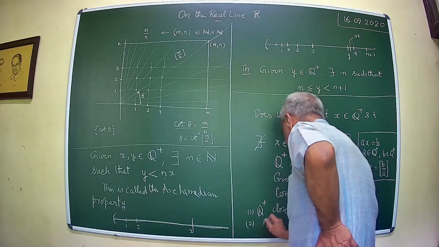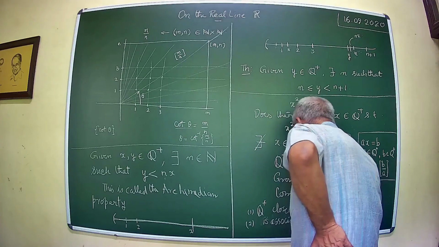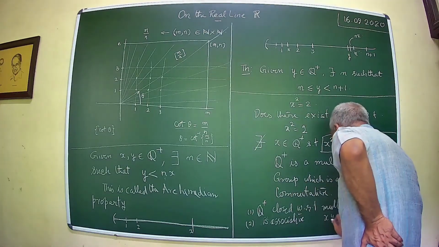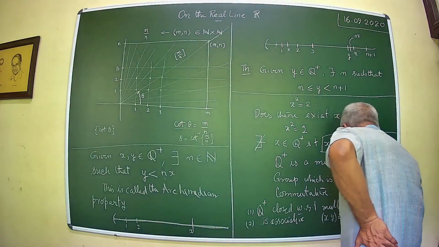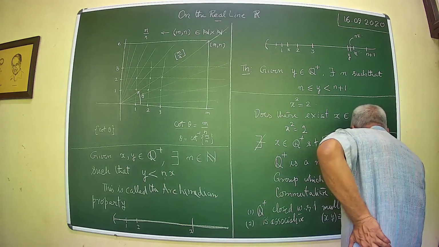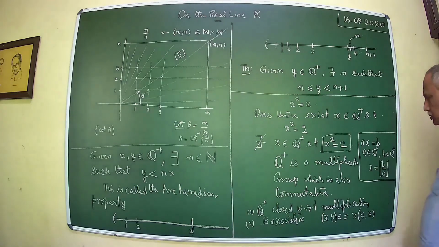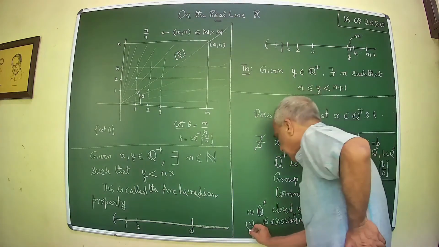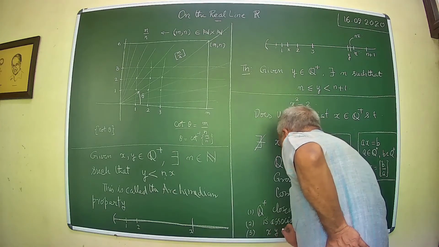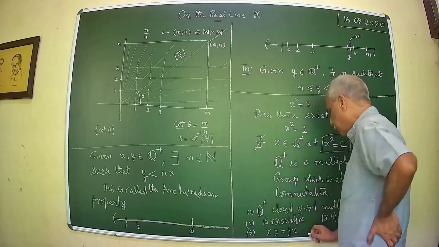Multiplication is associative, in the sense that (xy)z equals x(yz) for every x, y and z belonging to Q plus. The third property is x into y equal to y into x. That is, it is commutative.